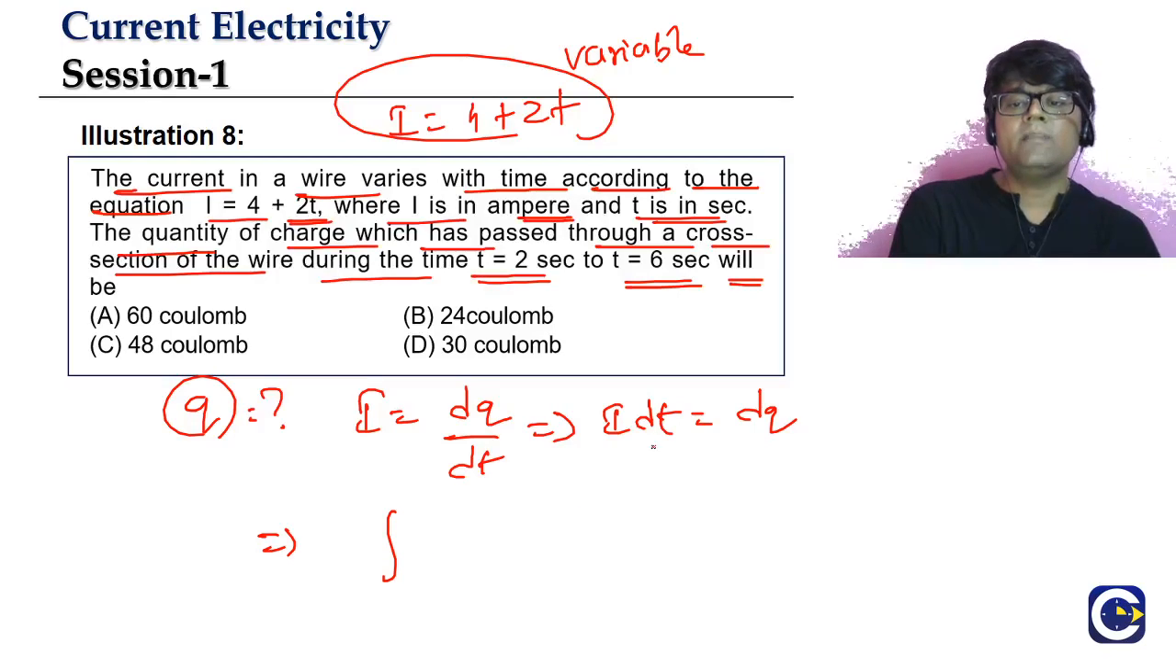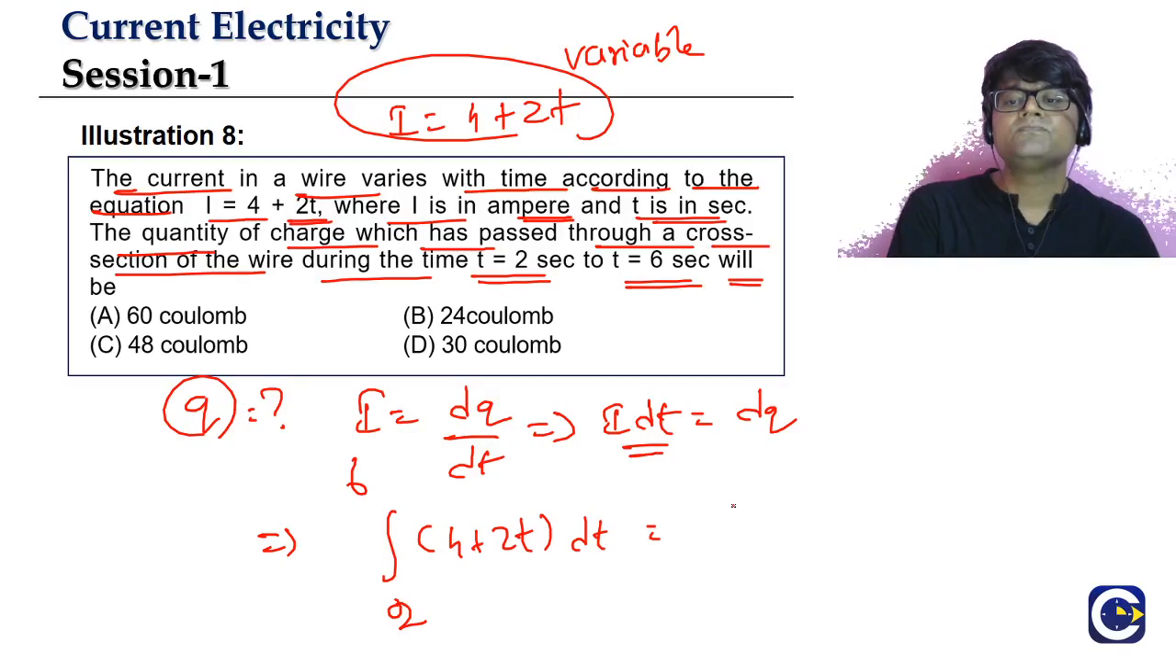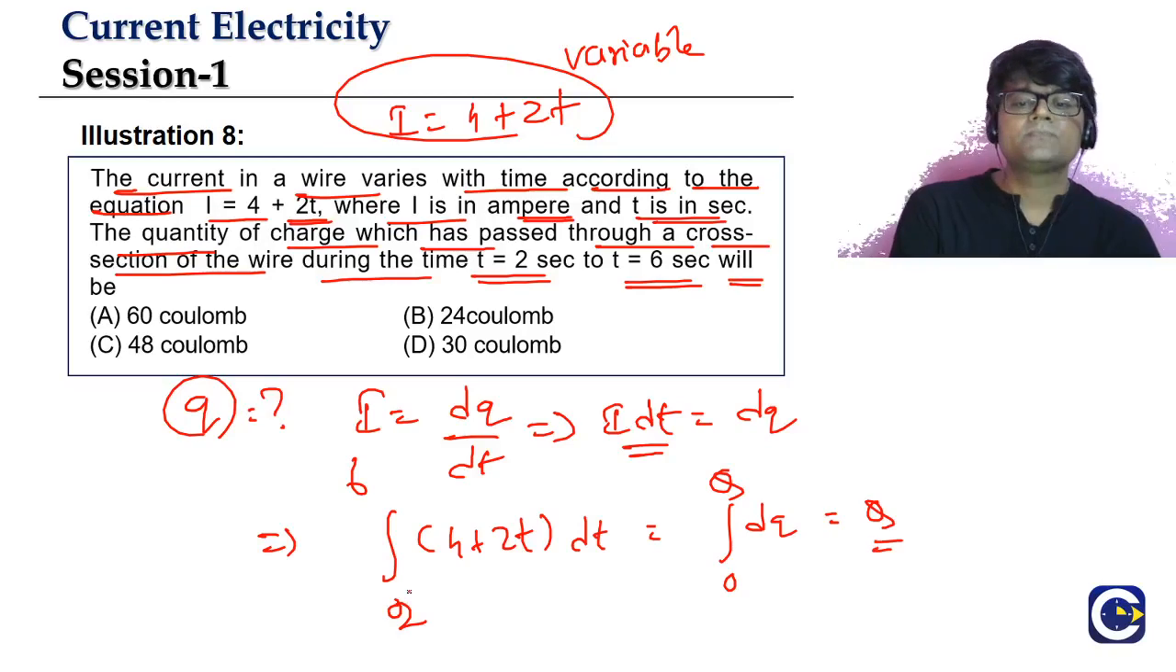LHS is by using what? Time. Time is what, guys? 2 seconds to 6 seconds. I dt, I means what? Integral of 4 plus 2t dt is equal to, RHS is what? Integral 0 to q dq. This is the q value. Now we have to do this integration, guys. Integral 2 to 6, 4 plus 2t dt.